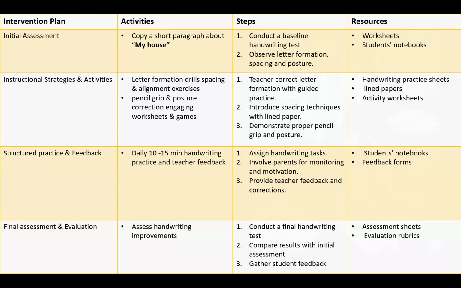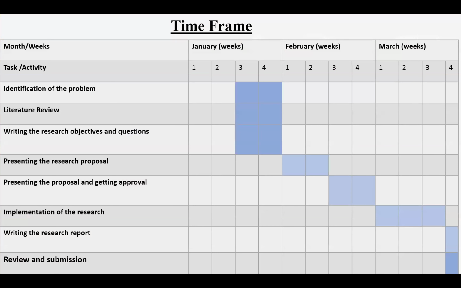We will move to the next one, time frame. This is the time frame outline. You can see in January, I focused on identifying the problem and conducting a literature review. In February, I worked on formulating research objectives and questions, followed by preparing and presenting the research proposal. By March, I plan to obtain approval and begin implementing the research. The final phase will involve analyzing results, writing the research report, and completing the review and submission process.